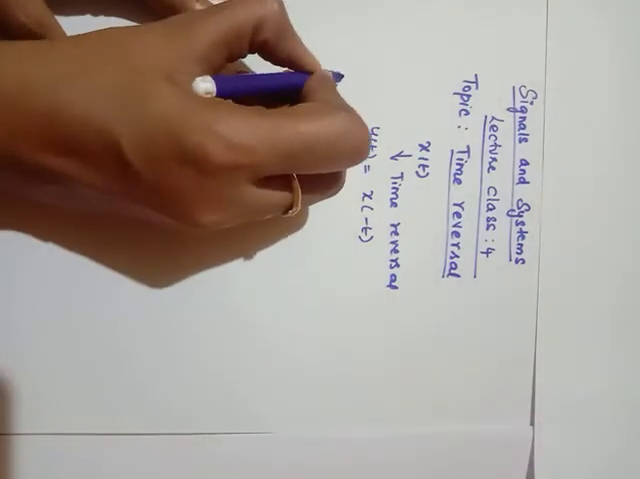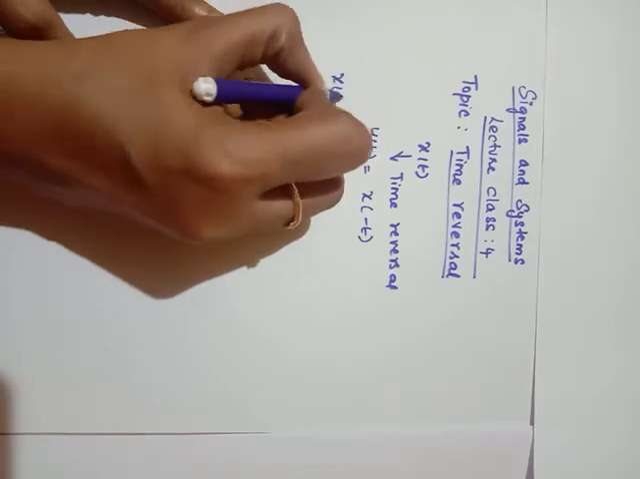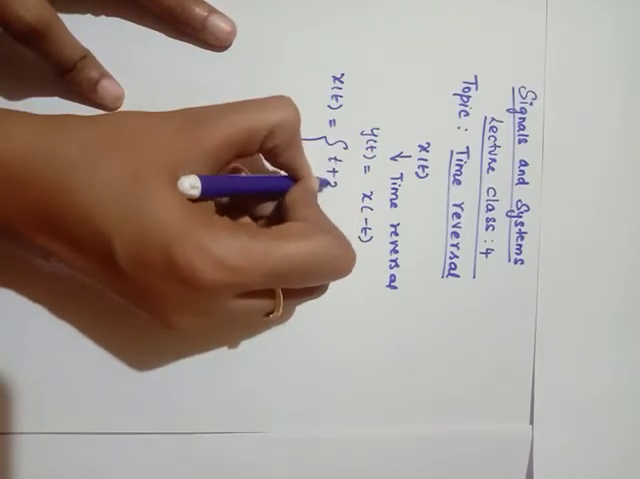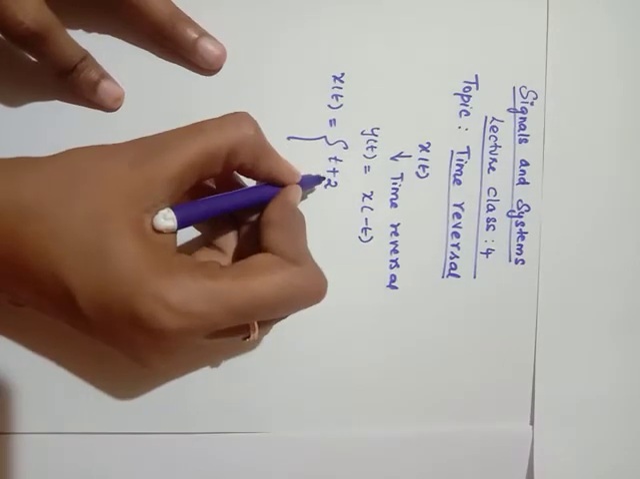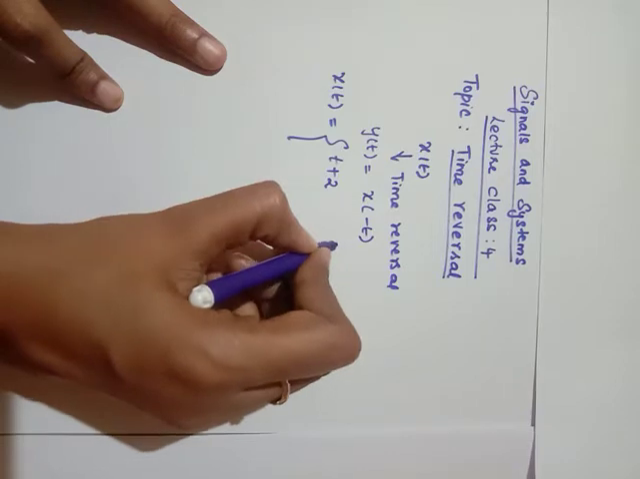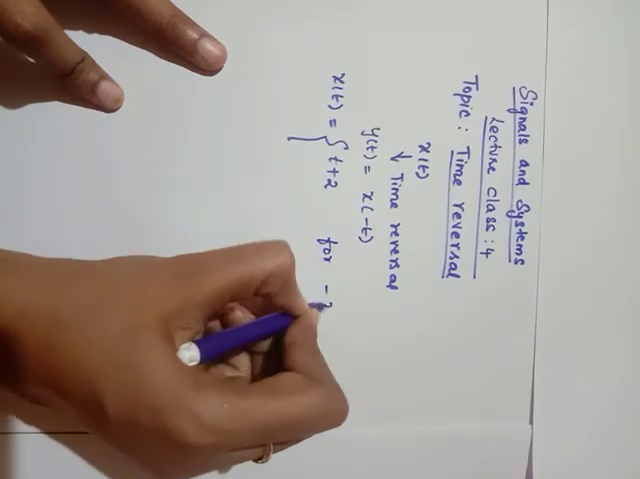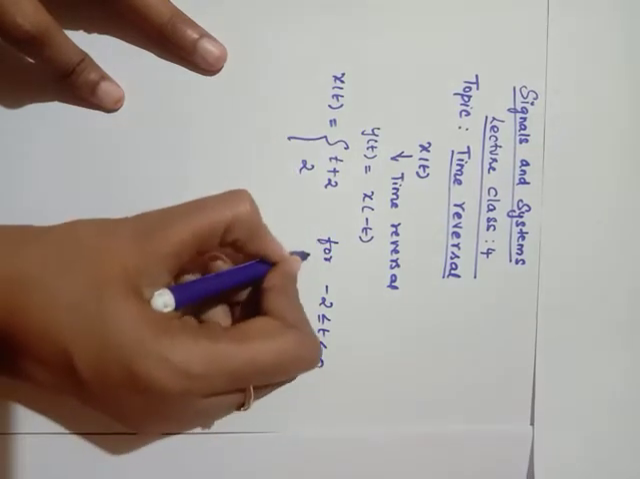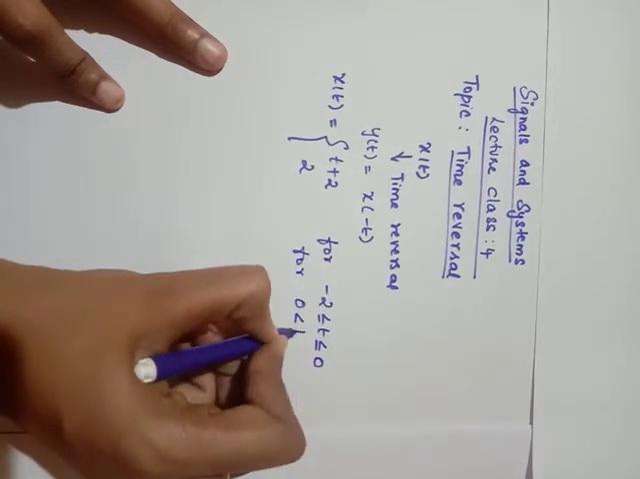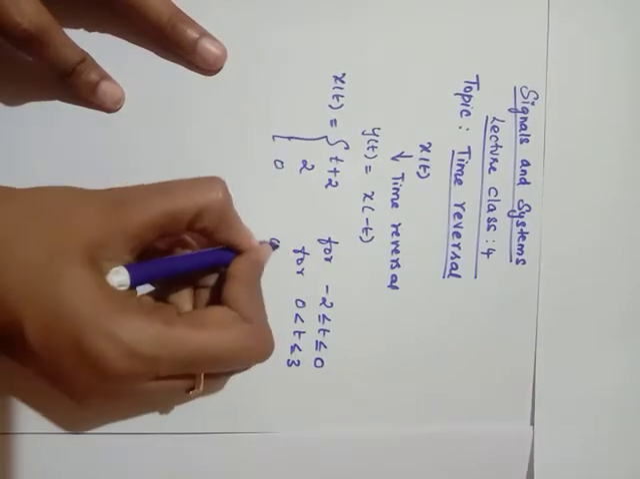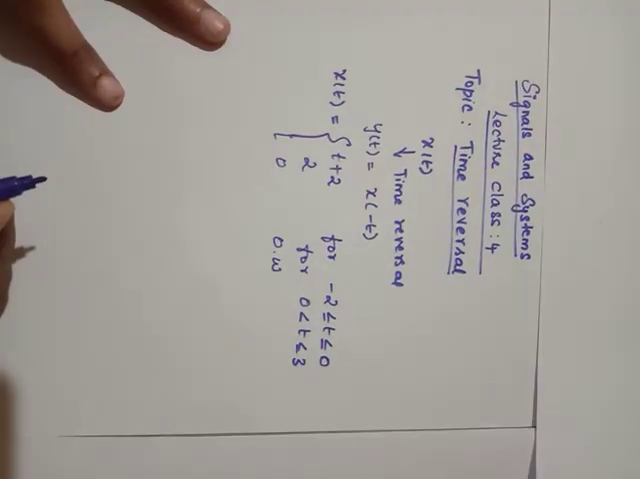For example, consider the same problem we discussed in the last class, x of t equal to t plus 2. This problem we have not considered. Just take a new problem: x of t equal to t plus 2 for minus 2 less than t less than or equal to 0, 2 for 0 less than t less than or equal to 3, and 0 otherwise. So this is your signal's mathematical expression.